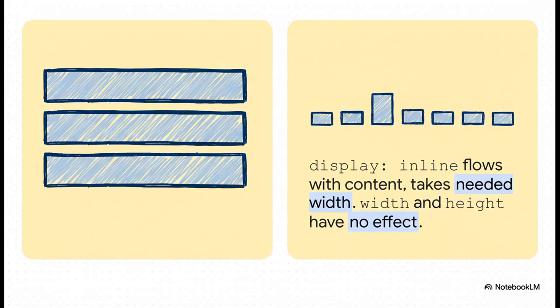Let's really break that down. Over on the left, we've got display block. Think of these guys as greedy. They always start on a brand new line and stretch out to take up the full available width, pushing everything else down. Then on the right, you have display inline. These are the polite ones. They only take up as much space as their content actually needs, and they'll happily sit next to other inline elements. But here's the catch. Width and height properties just don't work on them.